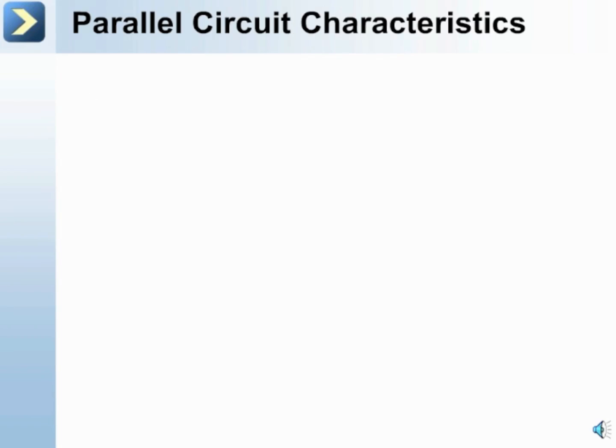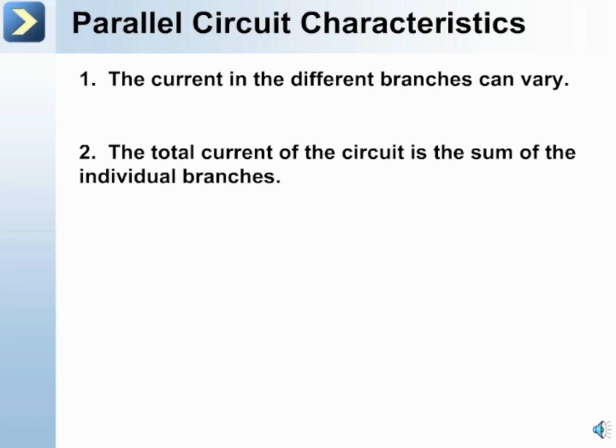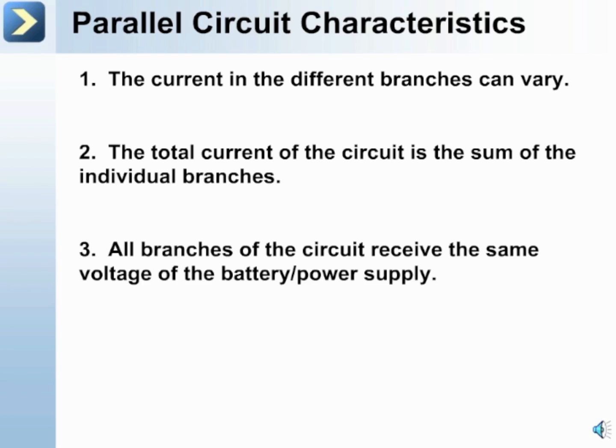So parallel circuit characteristics. Number 1. The current in the different branches can vary, because it can branch off. Number 2. The total current of the circuit is the sum of the individual branches. That makes sense because they all have to add up and combine if they split up. Number 3. All branches of the circuit receive the same voltage of the battery or power supply.